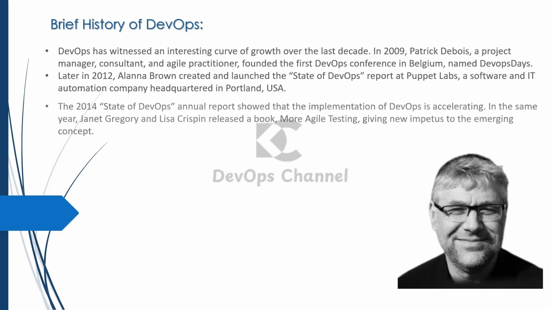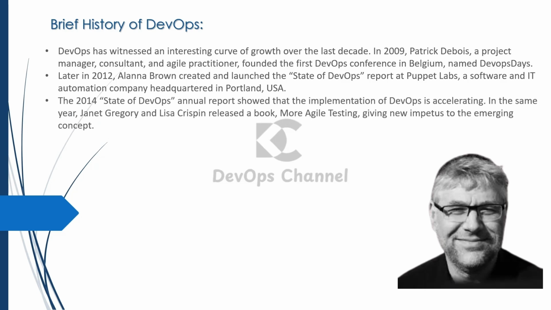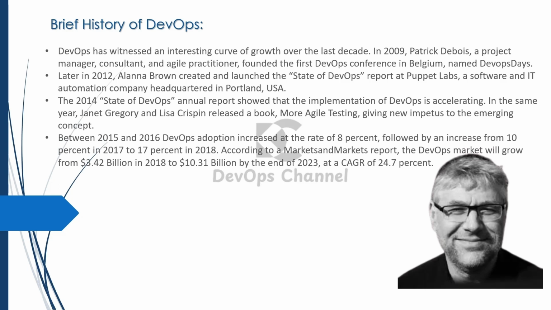The next evolution was in 2014, when the State of DevOps annual report showed that the implementation of DevOps is accelerating. In the same year, Janet Gregory and Lisa Crispin released a book called More Agile Testing, giving new impetus to the emerging concept of DevOps. The evolution of DevOps was very interesting, peaking every year. Between 2015 and 2016, DevOps adoption increased at the rate of 8%, followed by an increase of 10% in 2017 and 17% in 2018. It keeps increasing because the product quality is higher than with other methodologies for delivering any software or product.